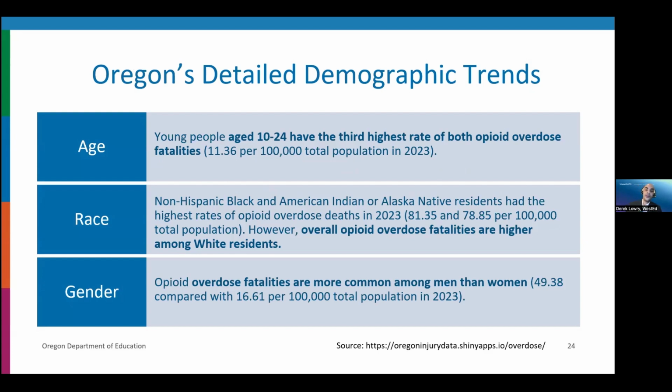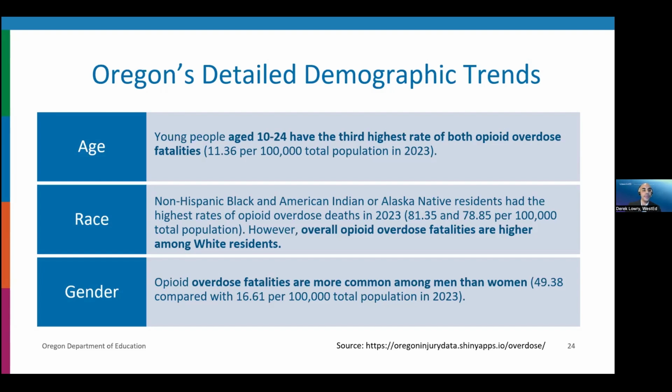For younger Oregonians aged 10 to 24, while the fatal overdose rates are comparatively lower, there has been a notable increase, with the rate rising from, I believe, 9.7 per 100,000 residents in 2022 to about 12 in 2023. This surge points to a need for some targeted resources for this age group.